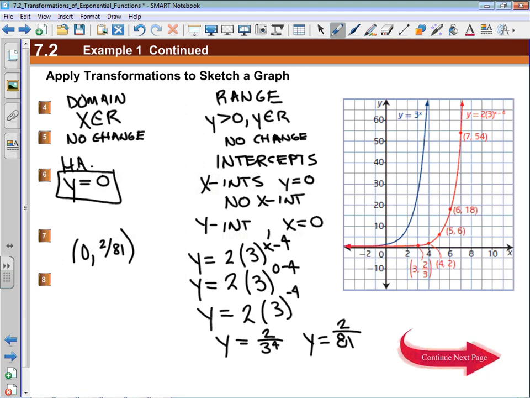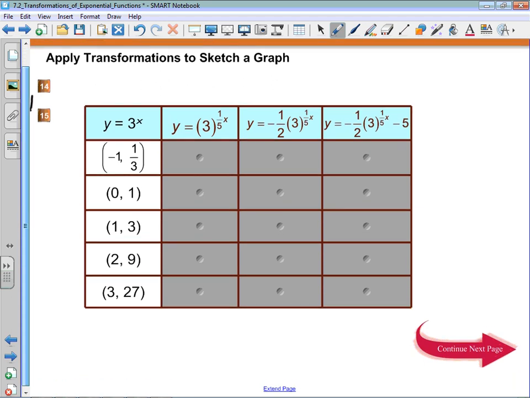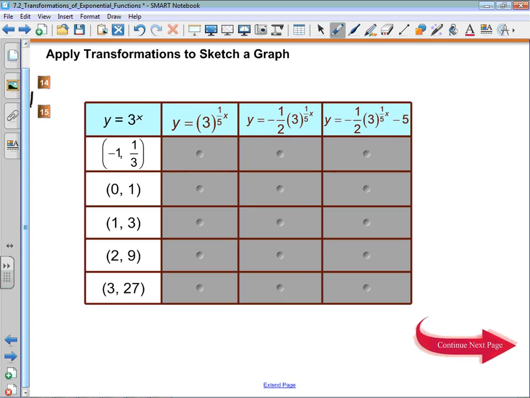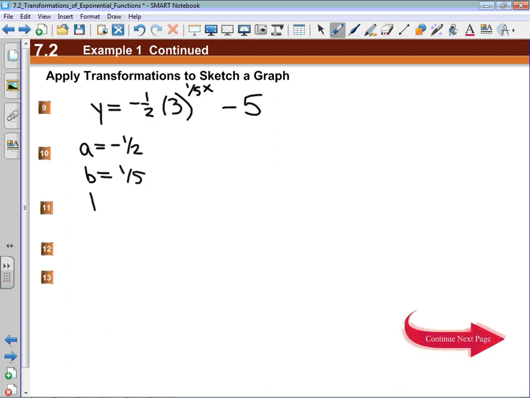Talking about the parameters is a really nice way of summarizing what we've done already. I'm just going to maybe put on the previous page here, we'll talk about the effects of each parameter. So I'm going to write y is equal to -1/2 times 3 to the power of 1/5 times x, minus 5. Be careful reading this. That -5 is a different font than the 1/5 x. So it is a k value, not an h value. Be prepared to have to factor that b out, just like you have in previous lessons. So identifying the parameters, a is -1/2, b is 1/5, h is 0, and k is -5.